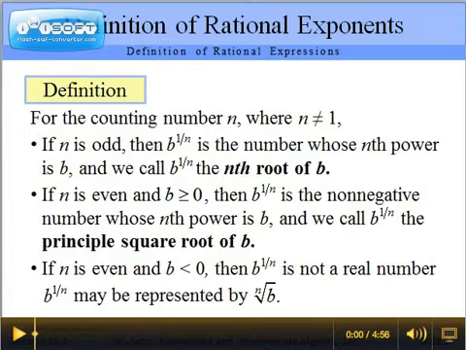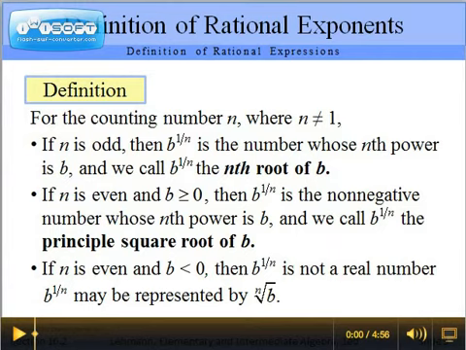For the counting number n, where n doesn't equal 0, if n is odd, then b raised to the 1 over n is the number whose nth root is b, and we call b to the 1 over n the nth root of b. If n is even and b is greater than or equal to 0, then b to the 1 over n is the non-negative number whose nth power is b. We call b to the 1 over n the principal root of b.